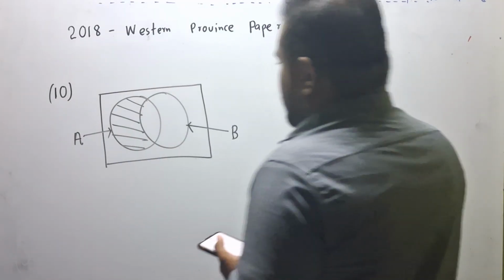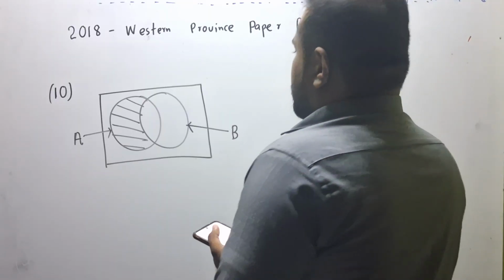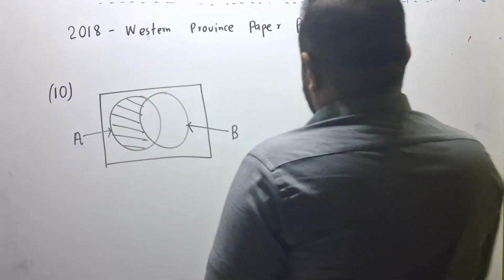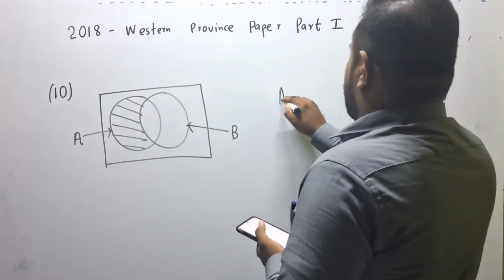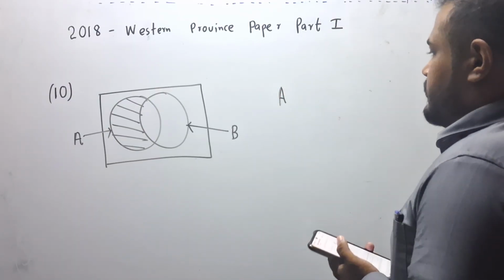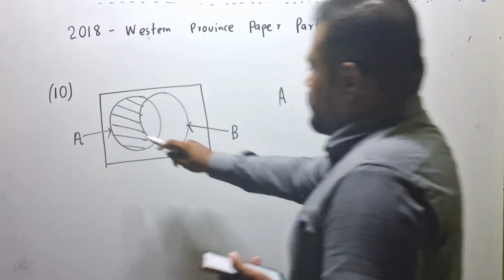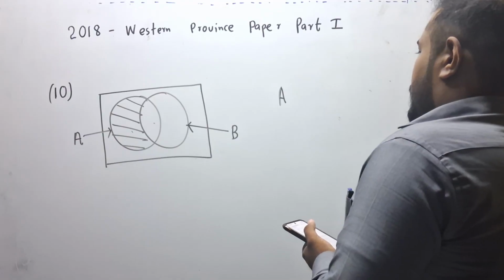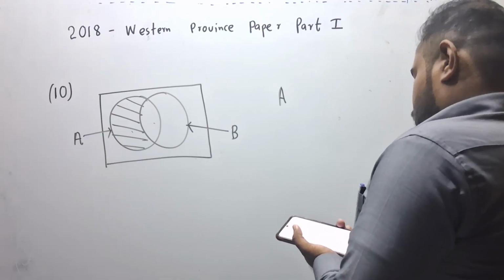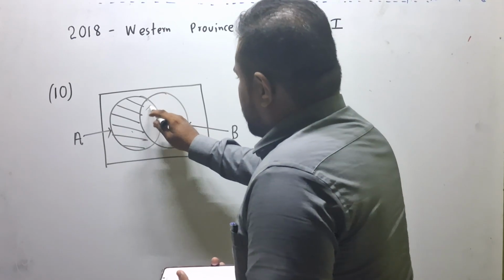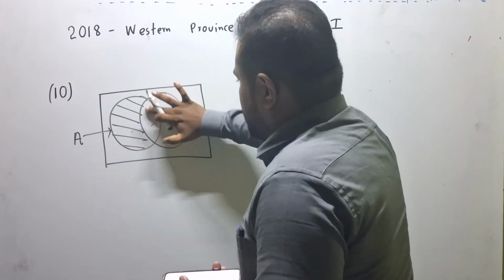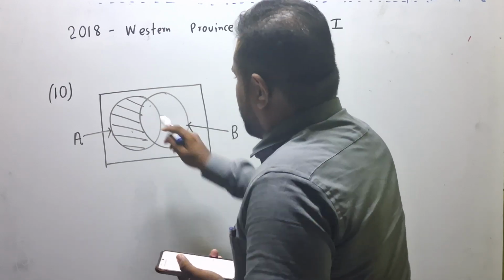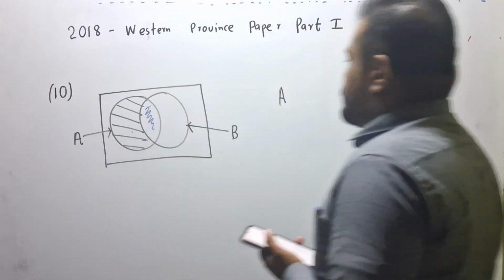To get only A, what I have to do is remove this part. If I take A, what happens? This part and this part both have to be colored. What I have to do is remove this part, the part that I am coloring in blue color, from A.